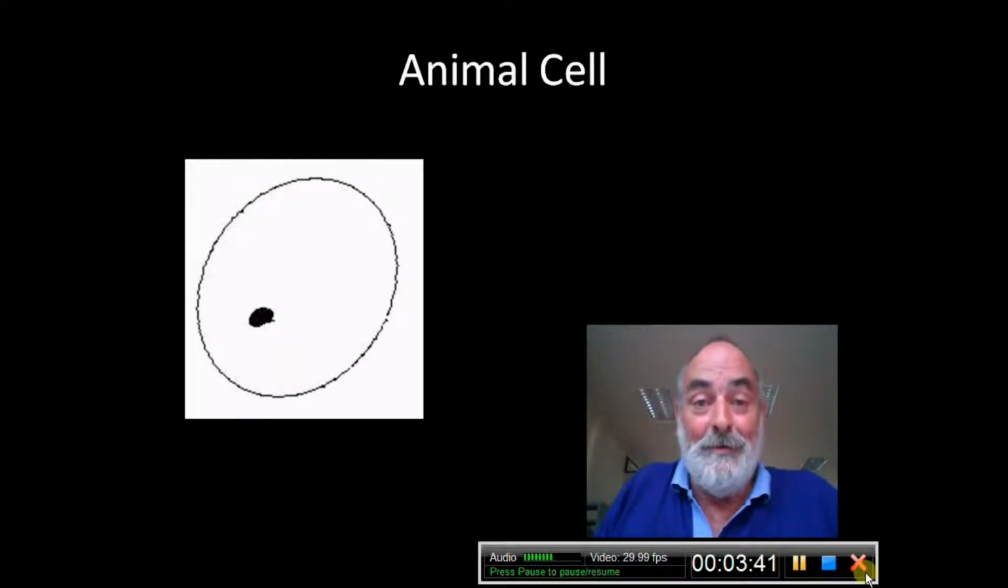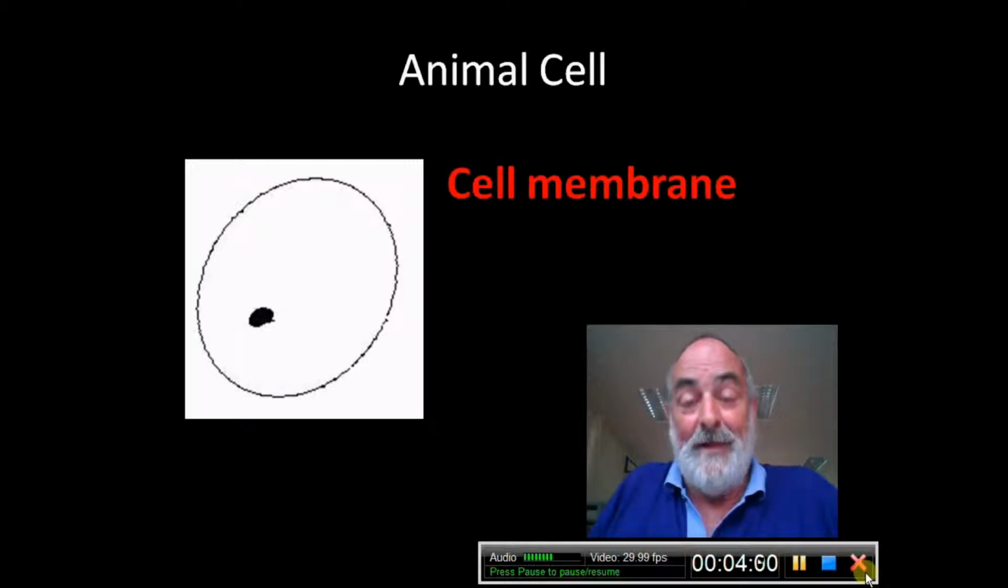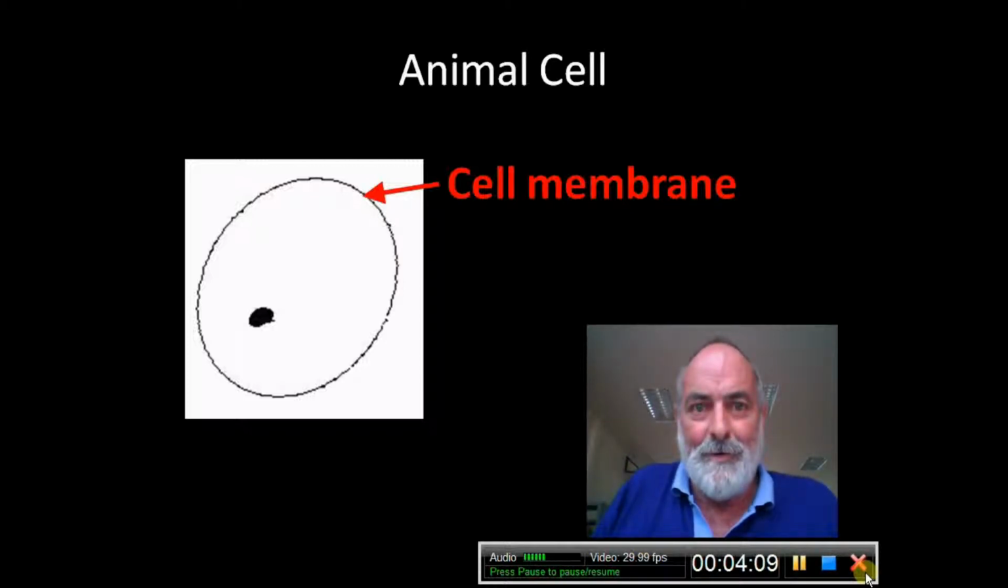The teacher usually draws a circle with a dot. This represents an animal cell. We will see some real animal cells a bit later. But what are the basic parts of an animal cell? Well, we have the cell membrane. This is like a bag around the cell, and it holds all the cell together. The cell membrane.